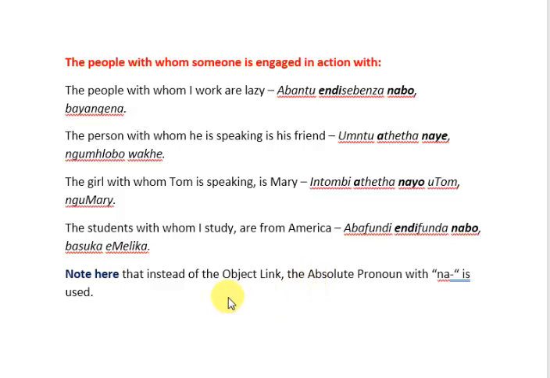So to sum up, we use the object link, we use the absolute pronoun with ku to denote place, and we use nga to denote instrument, and na to denote involvement with. And those last three go together with the absolute pronoun. That concludes the video. Enkosi kakhulu.